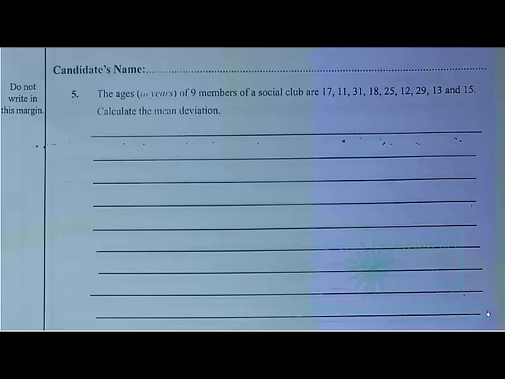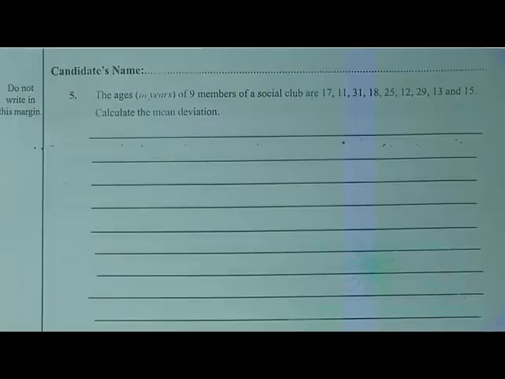The ages in years of 9 members of a social club are 17, 11, 31, 18, 25, 12, 29, 13, and 15. Calculate the mean deviation. To calculate the mean deviation, we must first of all find the mean of all these 9 numbers.